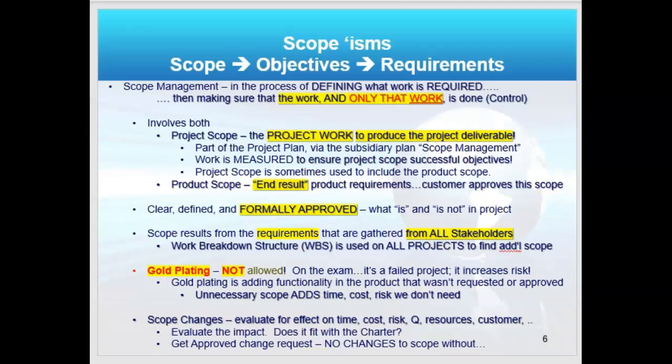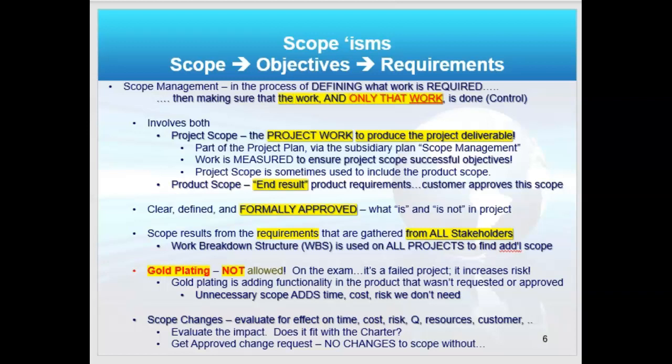So there are scope isms I want to cover right up front before we jump into this. One is that scope is about defining the objectives and then defining the requirements. So frankly, I just summarize it as the requirements, right? But here is the rule in scope management: we do the work and only that work, and we control it to make sure we don't do extra work or less work.